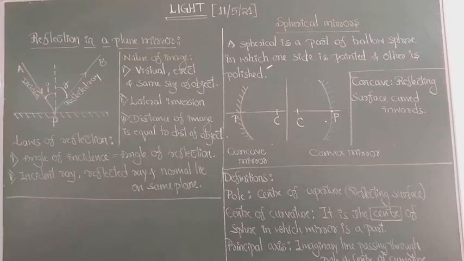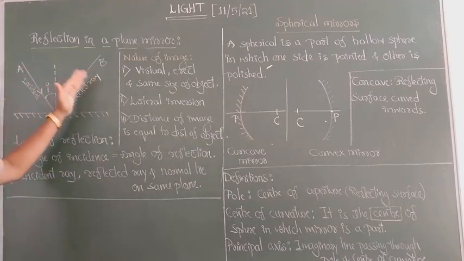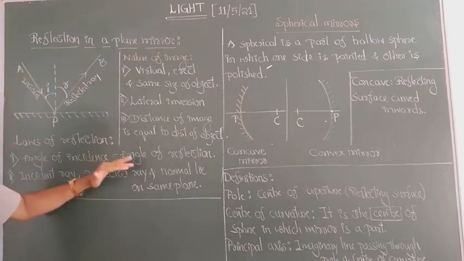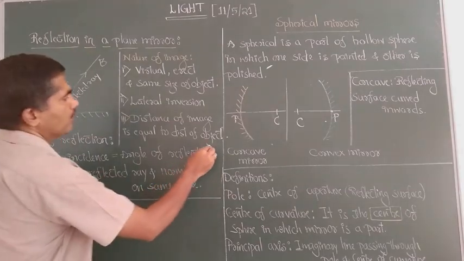You know, there are two laws of reflection. What are they? They are: angle of incidence equal to angle of reflection, and the incident ray, reflected ray, and the normal all lie on the same plane. So these laws also we have studied in class 8. So this is just a revision.